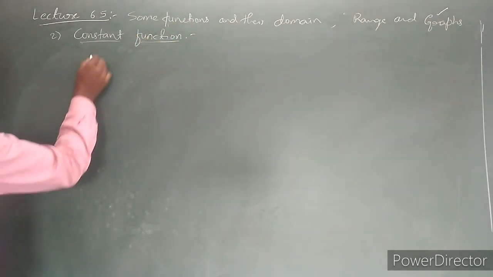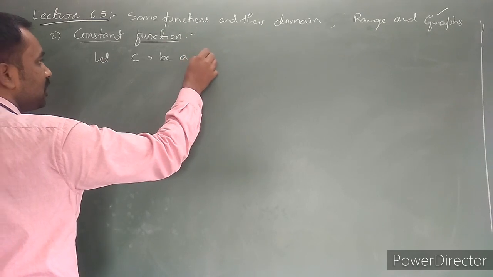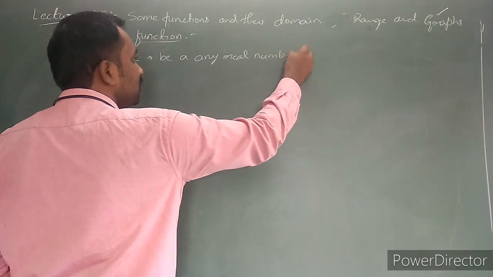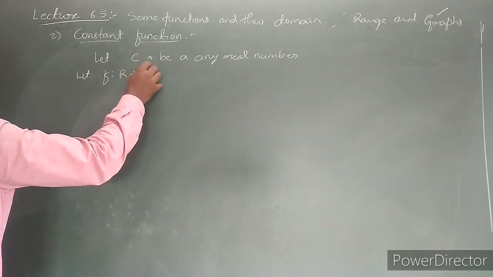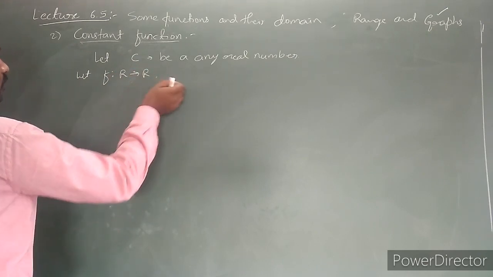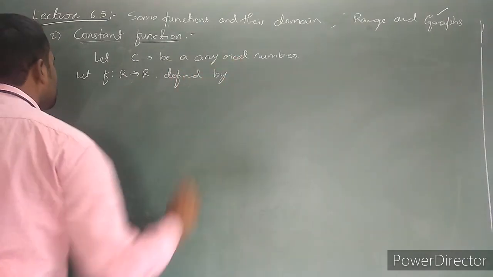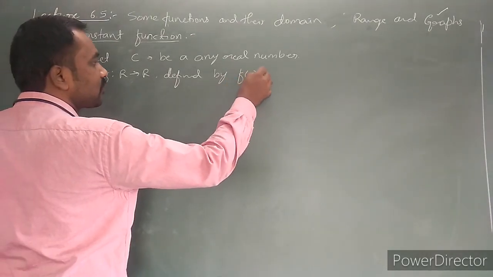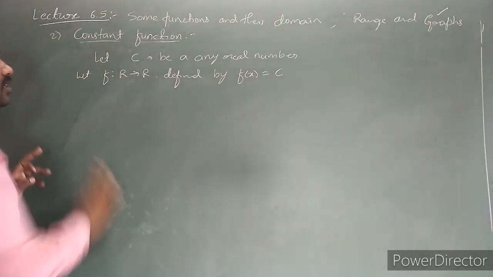Okay, now the definition of the constant function. Let c be any real number. Then let f be a function from R into R defined by f of x is equal to c, where c is any constant.